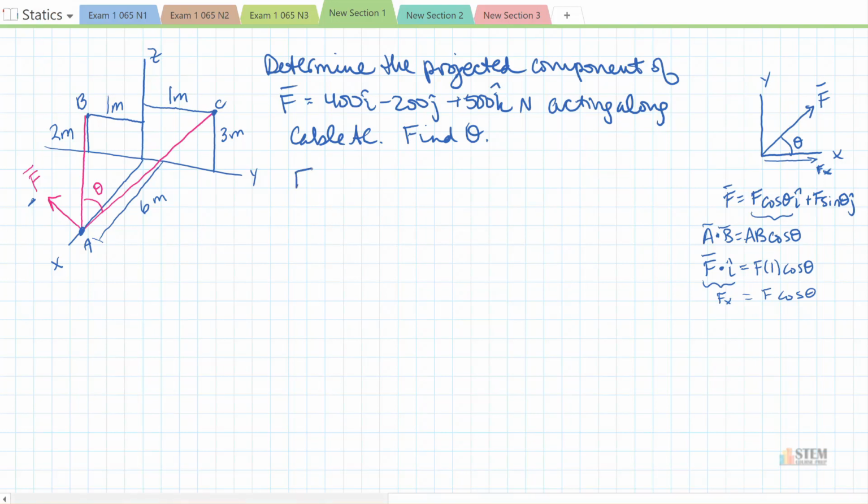So what we're going to do is find F that's parallel to AB, and we're going to write it in vector form. Now let's see what we need to do that. First of all, just like we had over here, the dot product gives the parallel component. So we're going to do the force vector F dotted with the unit vector of the line we're interested in.